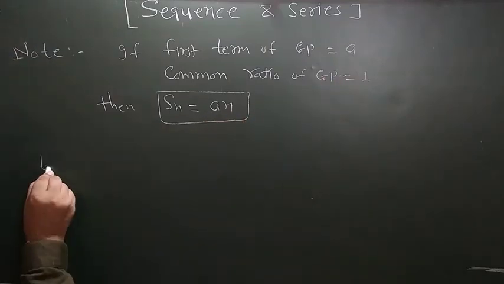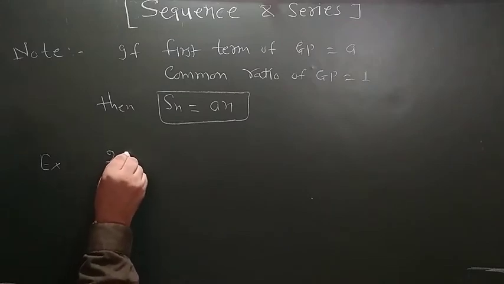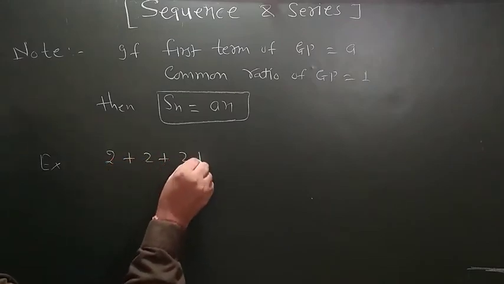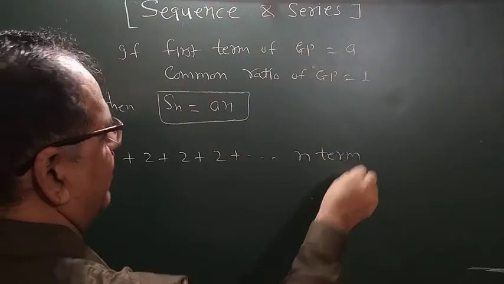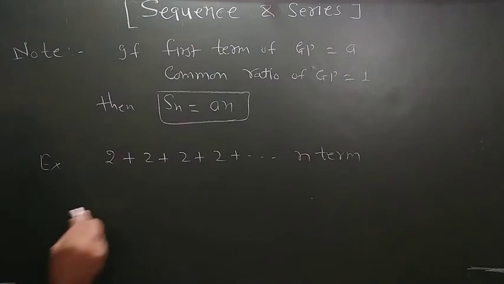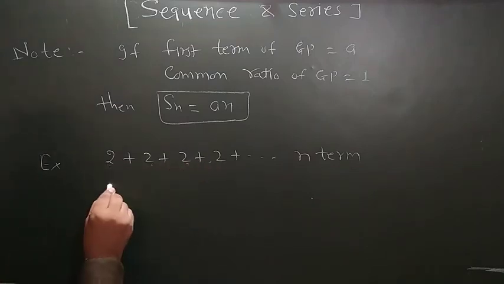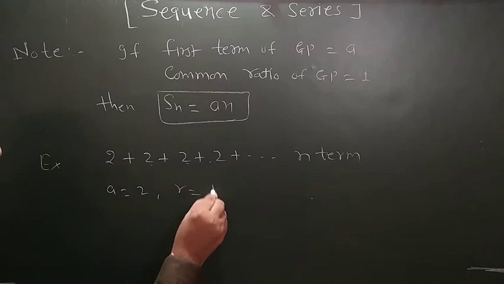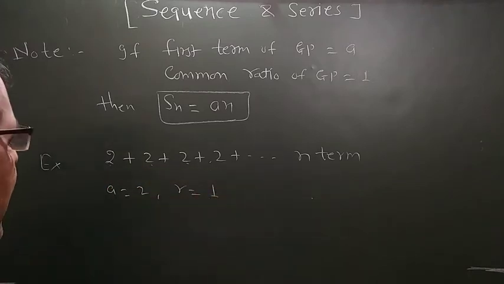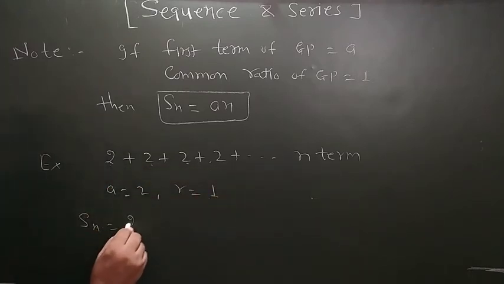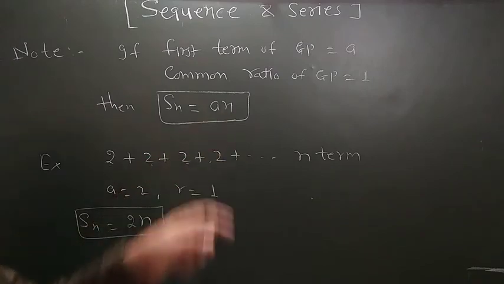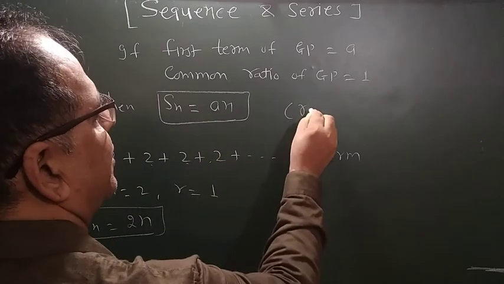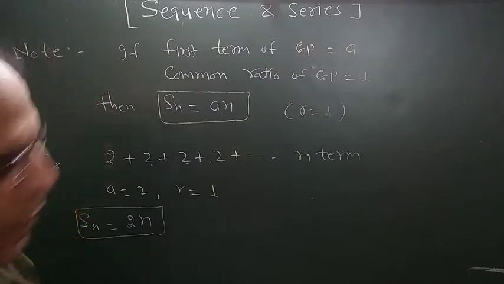For example, 2 plus 2 plus 2 plus 2 up to n terms. So here a equals 2, r equals 1, and 2 repeats n times. So Sn becomes 2 into n. So if the common ratio is equal to 1, the formula becomes n into a. This formula is valid whenever the value of r is 1.